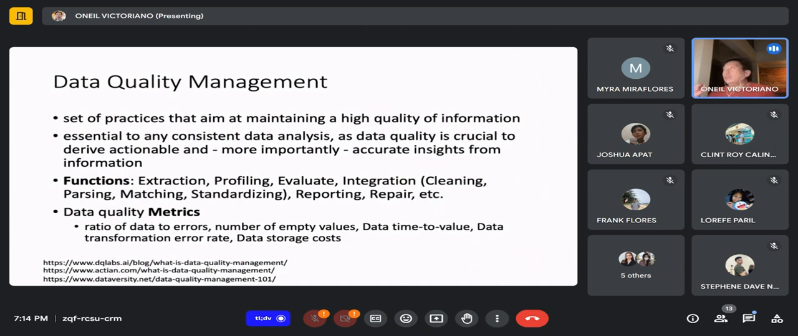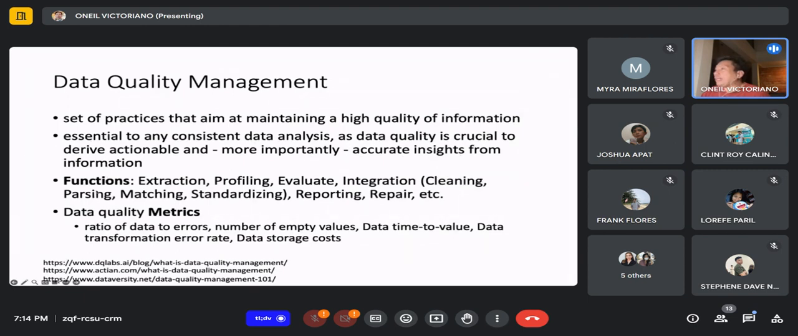Another item for data governance is data quality management. Data quality management is the set of practices that aims at maintaining a high quality of information. It is very essential because the data should be consistent for analysis. There should be data quality that is actionable and, more importantly, gives accurate insights from information.